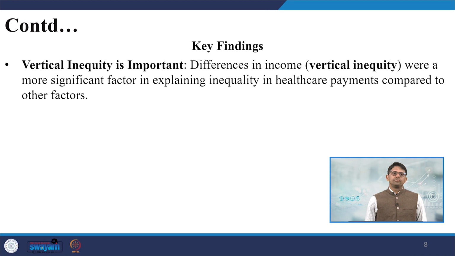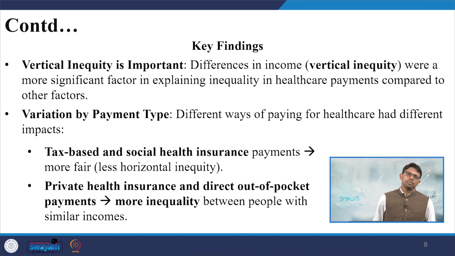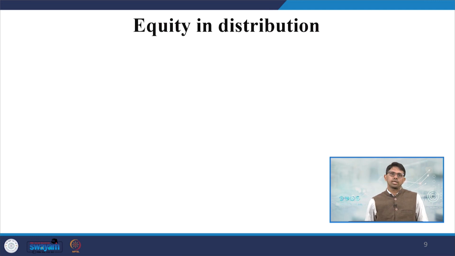In their findings, vertical inequity is important because differences in income were a more significant factor in explaining inequality in healthcare payments compared to other factors, whereas by variation by payment type, they identify tax based or social health insurance payments or private health insurance or direct out of pocket payments, and tax based and social health insurance payments are relatively fair and have less horizontal inequity as compared to private health insurance or direct out of pocket payments.